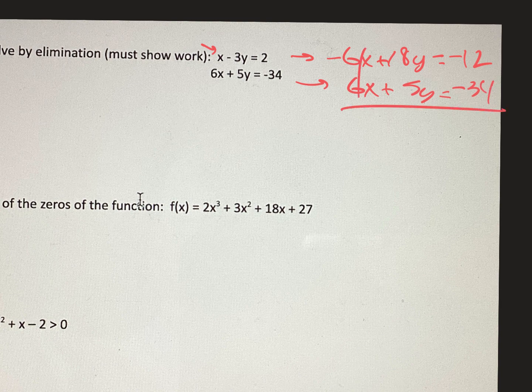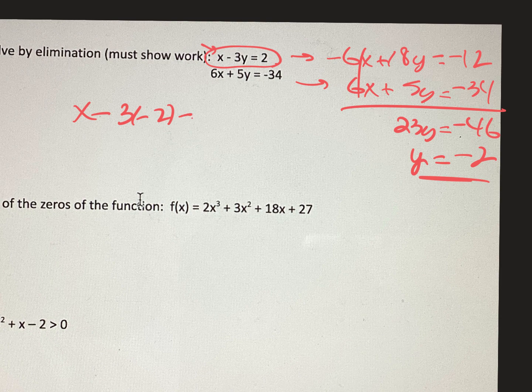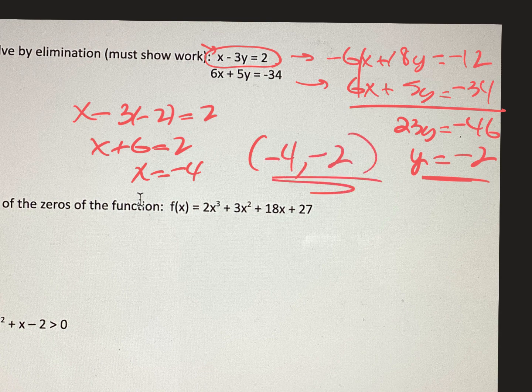The x's are gone. That gives me 23y over here. The right-hand side is negative 46. Just divide by 23. I get negative 2. Okay, there's my y. Now I need to take that y and plug it in either one of the two equations. The top equation, the number's a little smaller, so I'm going to go there. So I'm going to do x minus 3 times negative 2 equals 2. That's really a positive 6. Move that 6 over, I get negative 4. So my solution, using elimination and showing work, is negative 4, negative 2.